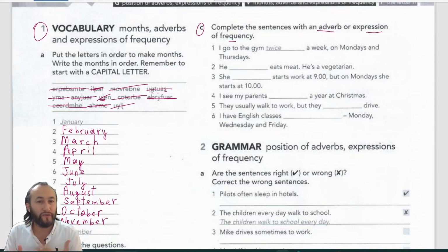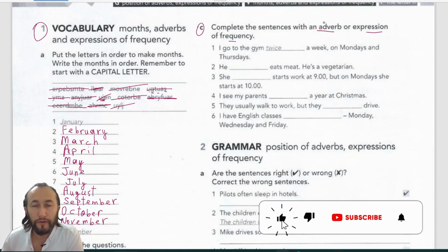But what about adverbs of frequency? The adverbs of frequency, one word, come before the main verb or after the verb be, right? They come before the main verb or after the verb be. I'm talking about adverbs of frequency, like sometimes, usually, often, always, never. Right, now we're going to do that. So that was a general, brief explanation about the difference between adverb of frequency and expression of frequency.